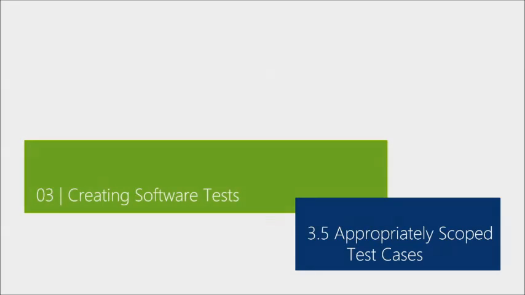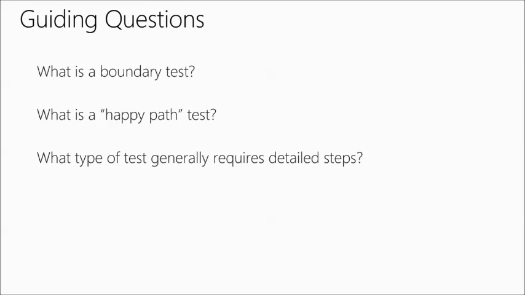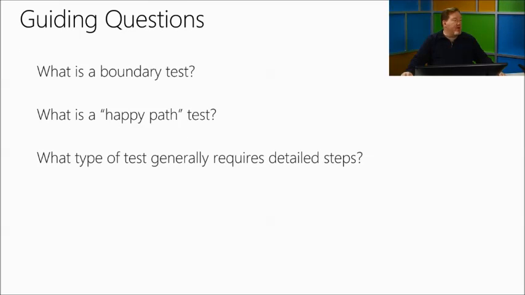Let's move to 3.5, which is appropriately scoped test cases. In this section, we will review appropriately scoped test cases. We'll talk about boundary conditions or bounds, as you've put that before, Eric. We'll also talk about level of detail and validity. So here are our guiding questions for this section. What is a boundary test? What is a happy path test? And what type of test generally requires detailed steps?